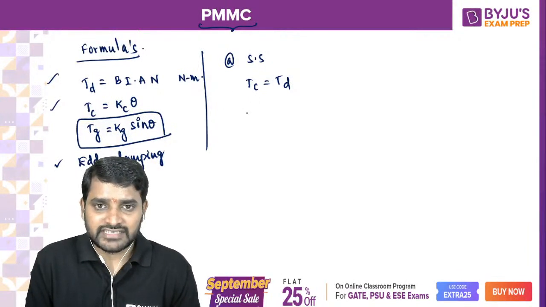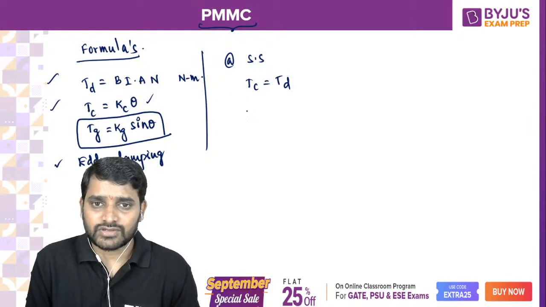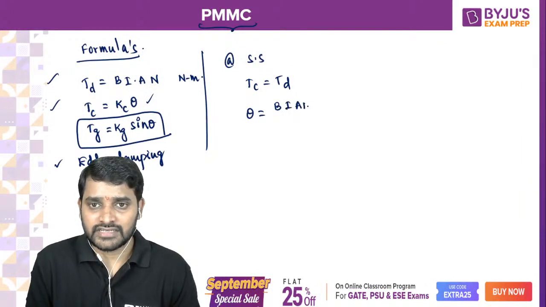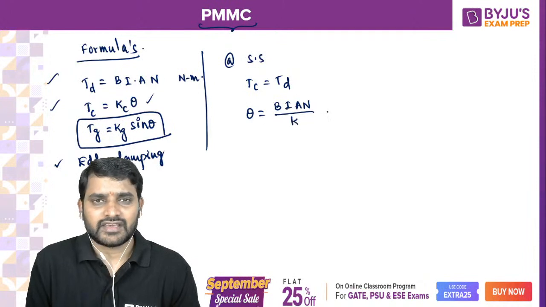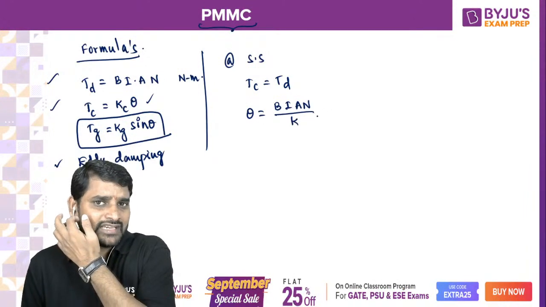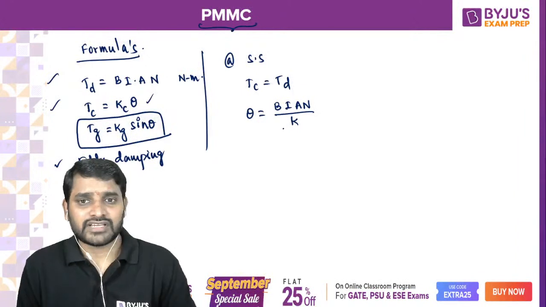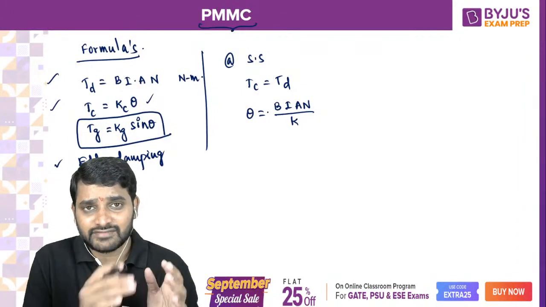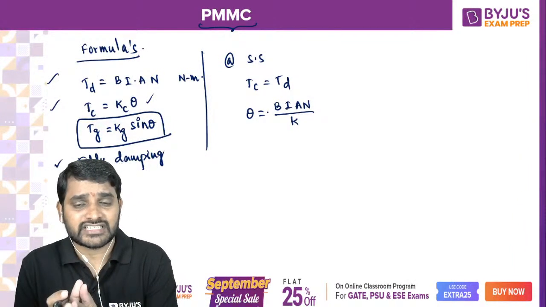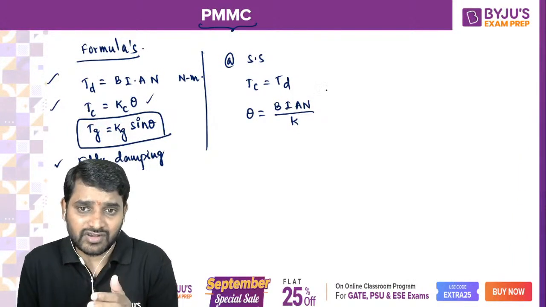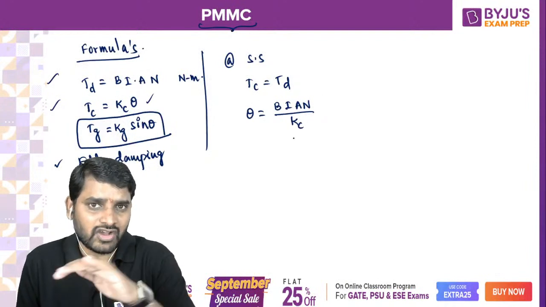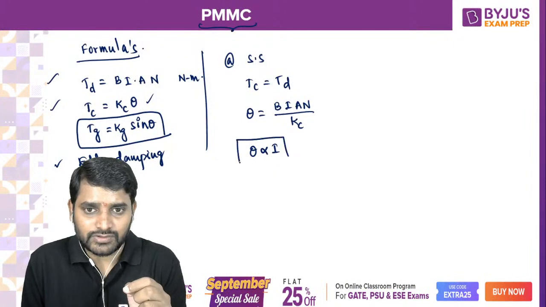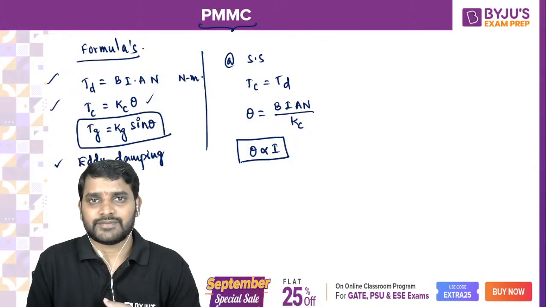Now if you equate this, taking spring control, I get the formula theta equals B into I into A into N divided by Kc. It may be in radians or degrees, no issues. So this is one more formula you need to remember. From this I can say, once the PMMC meter is designed, if flux density, area of cross section of the coil, number of turns, and spring constant are constant, then theta is directly proportional to I. So this is one more important formula.